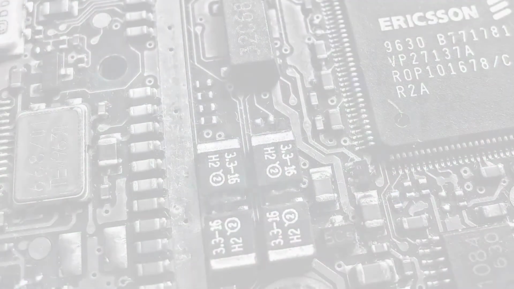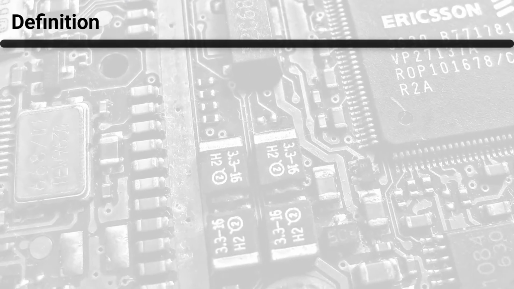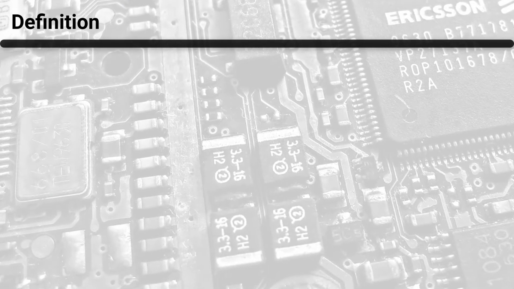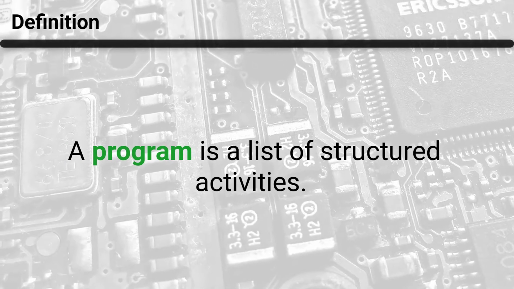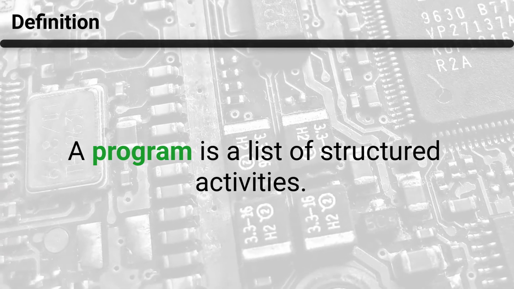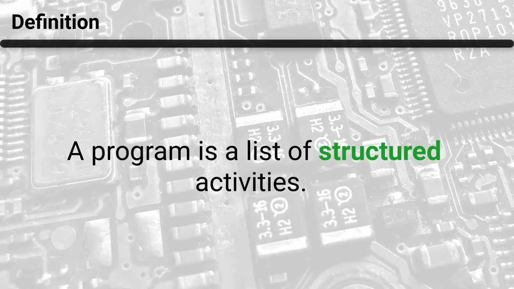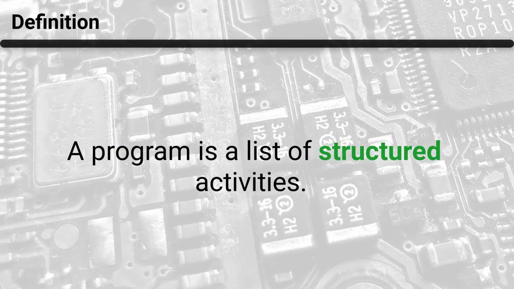We will keep things mellow to start with by just defining what the word program actually means. Nothing to do with computers here, just the actual word program. A program is a list of structured activities. So a program is a list of activities that have structure. The word structure just means that the activities are organized in some way.